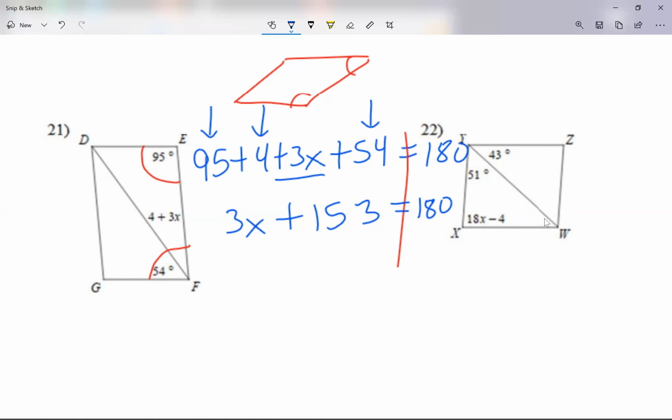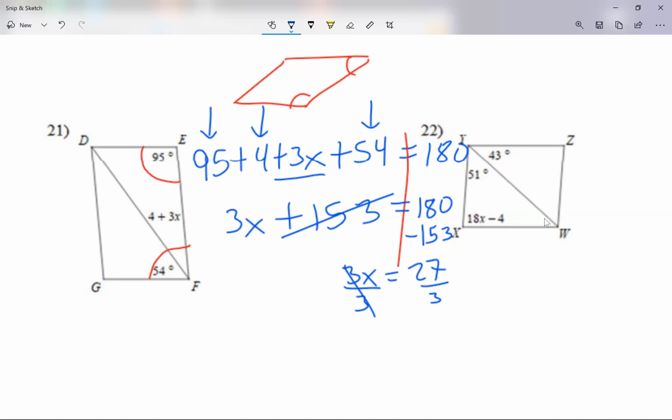So this plus 153, let me move it over as a minus 153. Don't forget to switch the side. So on the left side, I just have 3x by itself. 3x equals 180 minus 153. That's 27. To solve for x, let me divide both sides by 3. So x is equal to 9.